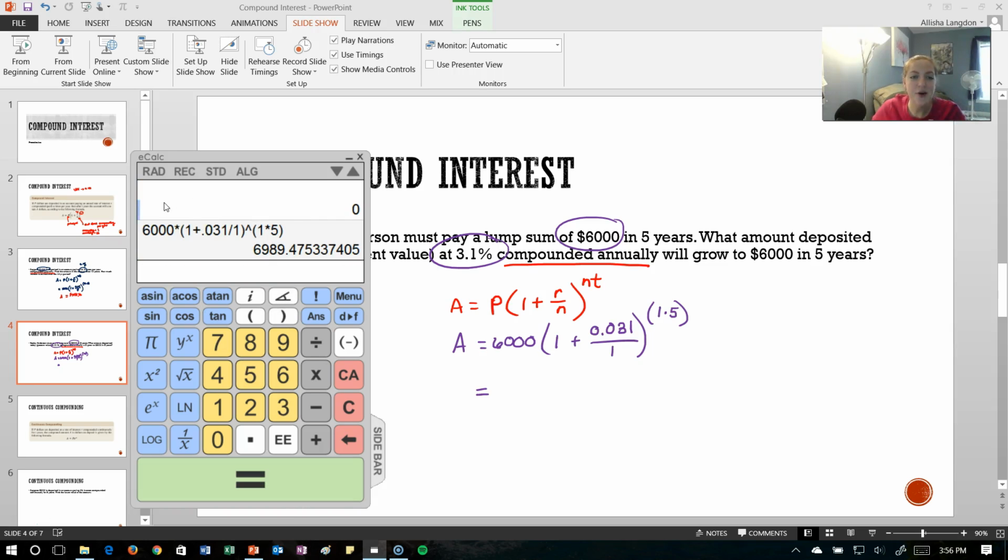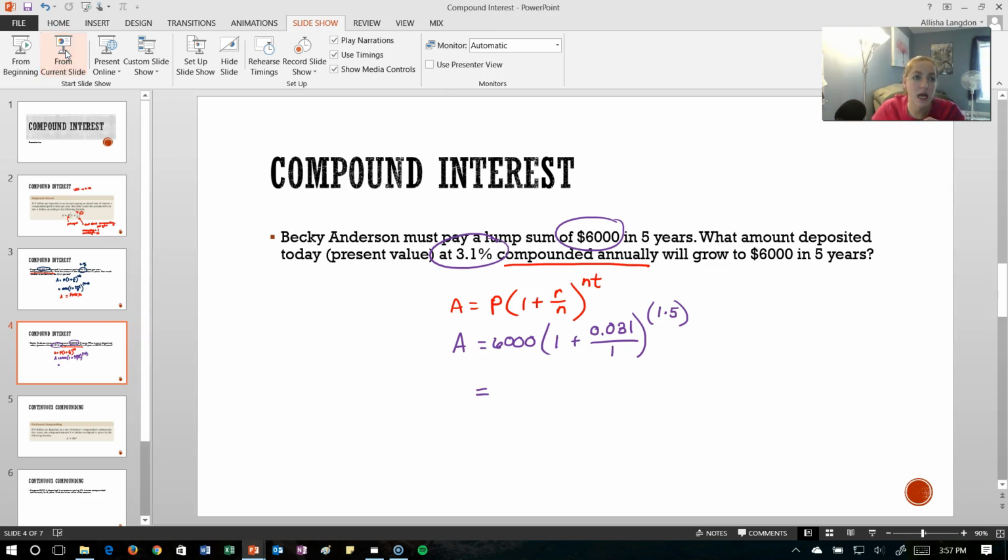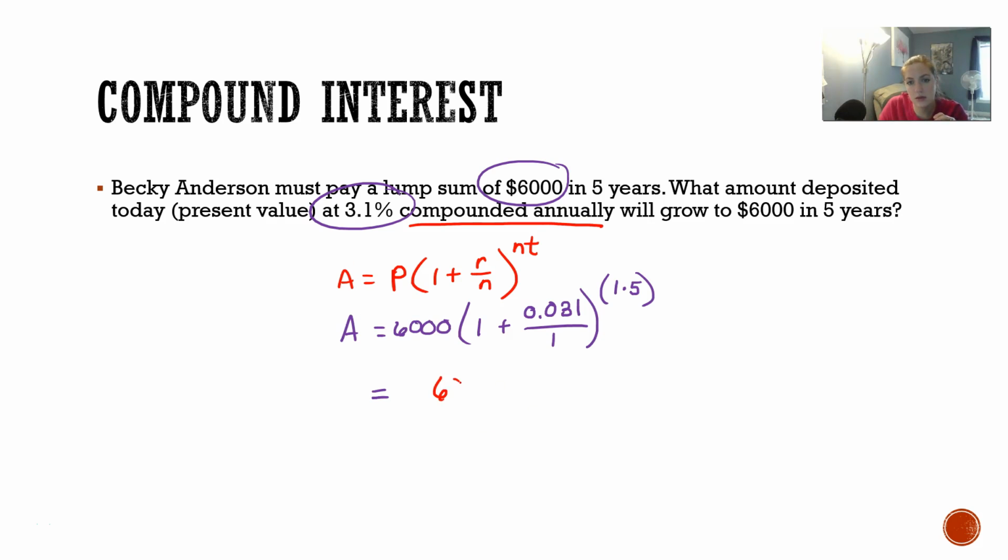So we go ahead and plug that in, and you can see that it's $6,989.48. Let's round that up. $6,989 and 48, I believe. Okay. So you did gain $989.48 in this example. So not too bad, but that was over 5 years' time. So over 5 years, that doesn't feel like very much.